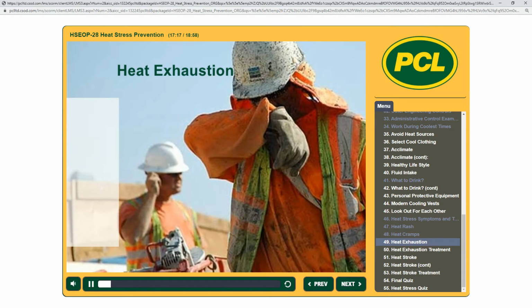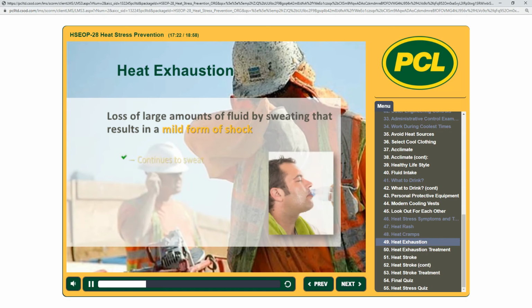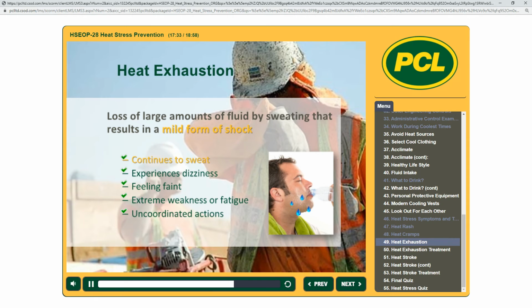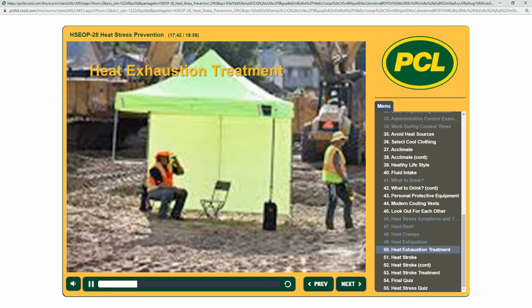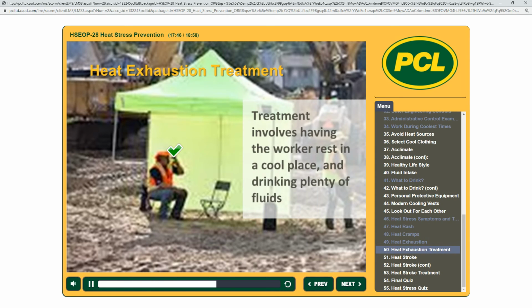Heat exhaustion is caused by the loss of large amounts of fluid by sweating that results in a mild form of shock. A worker suffering from heat exhaustion continues to sweat, may experience dizziness and feeling faint, may also have experienced extreme weakness or fatigue, may be uncoordinated, may be showing signs of giddiness, nausea, and may have a headache. The treatment for heat exhaustion involves having the worker rest in a cool place while drinking plenty of fluids. Usually after some time, the person's heat balance will recover.